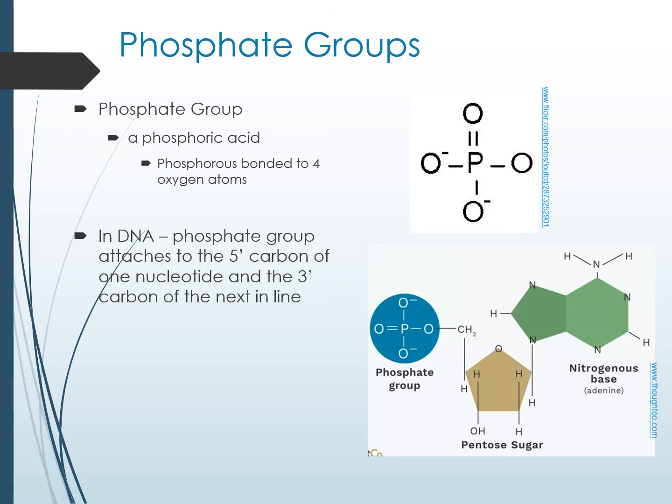A phosphate group is a phosphorus atom bonded to 4 oxygen atoms. These groups attach to the 5' carbon of a sugar molecule in one nucleotide and the 3' carbon of the next nucleotide. Together, the phosphate group and the sugar form the backbone of a DNA strand.